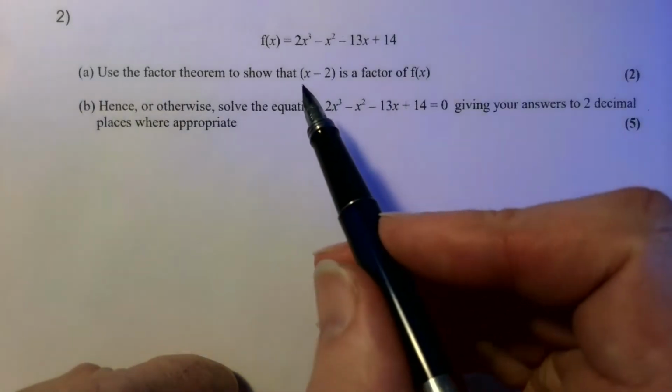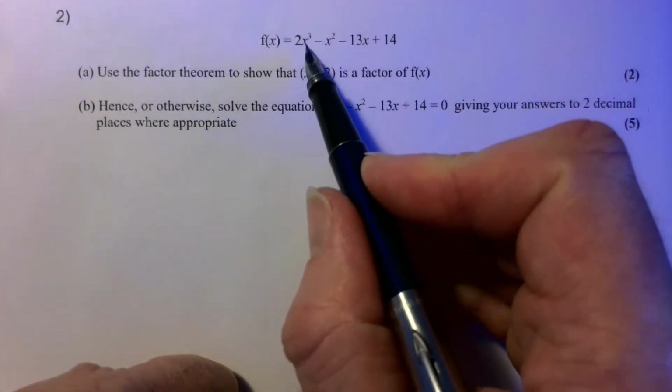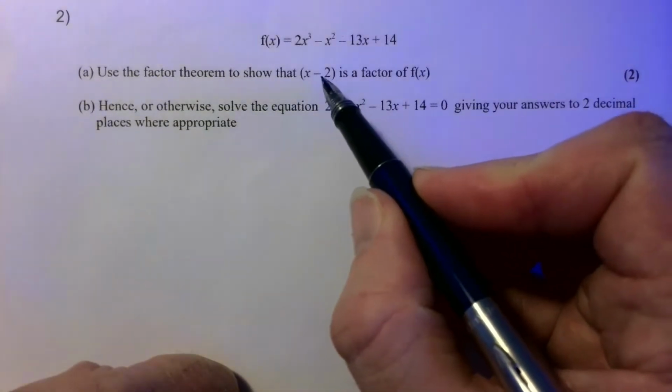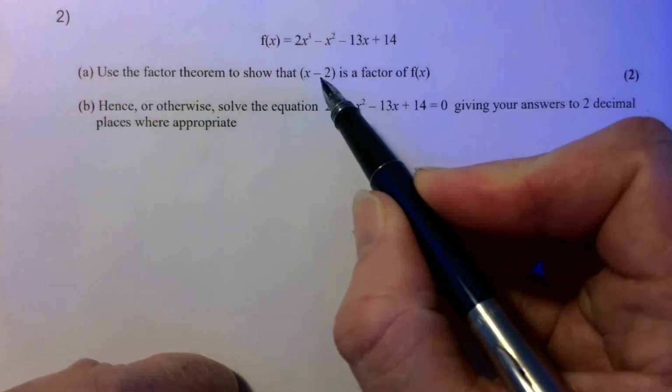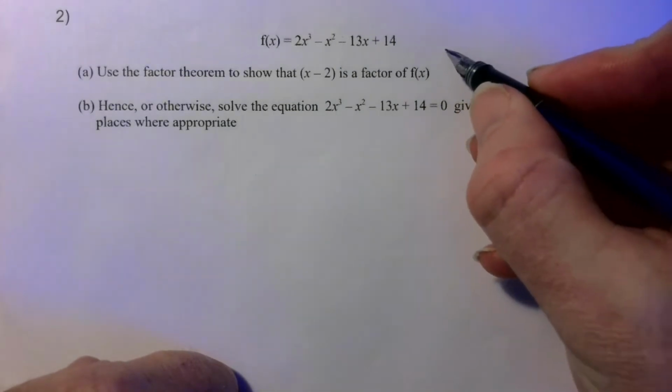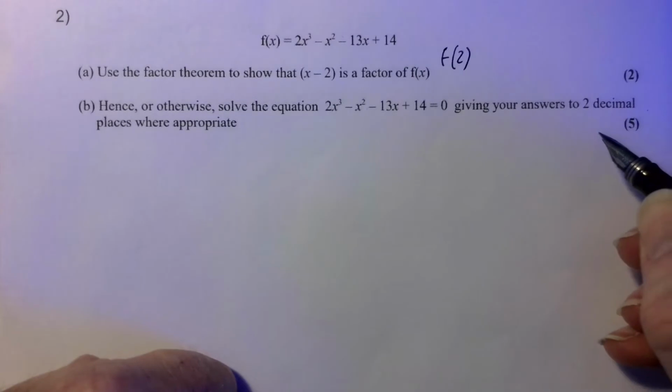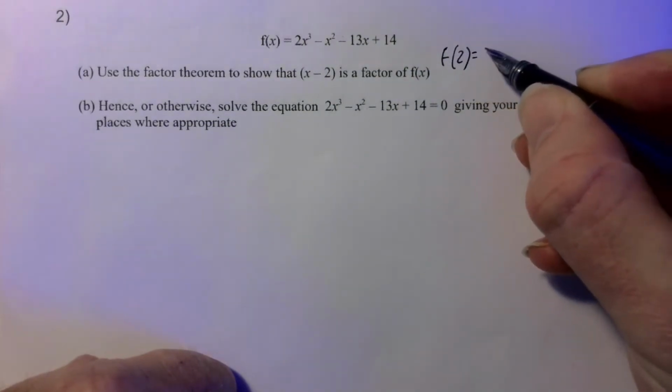Okay, so the factor theorem is saying that if we can find a value of x that makes that equal to 0, then you've found a factor. So if x minus 2 is a factor, what makes the bracket equal 0? So 2 would make the bracket equal 0, so we need to show that if we put our value of 2 in, we will get 0.